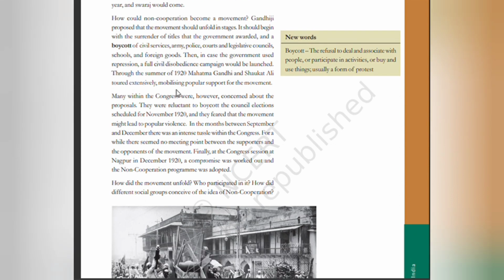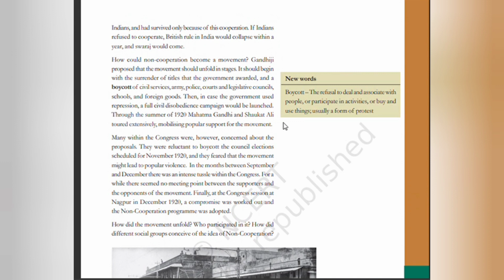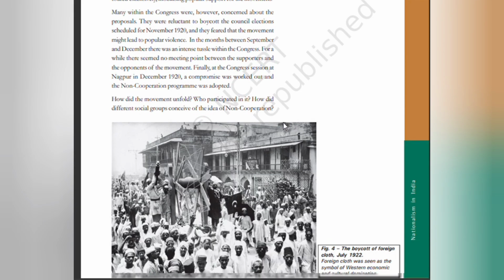Many within the Congress were, however, concerned about the proposals. They were reluctant to boycott the council elections scheduled for November 1920, and they feared that the movement might lead to popular violence. In the months between September and December, there was an intense tussle within the Congress. For a while, there seemed to be no meeting point between the supporters and the opponents of the movement. Finally, at the Congress session at Nagpur in December 1920, a compromise was worked out and the non-cooperation program was adopted. Boycott: the refusal to deal and associate with people, or participate in activities, or buy and use things; usually a form of protest.